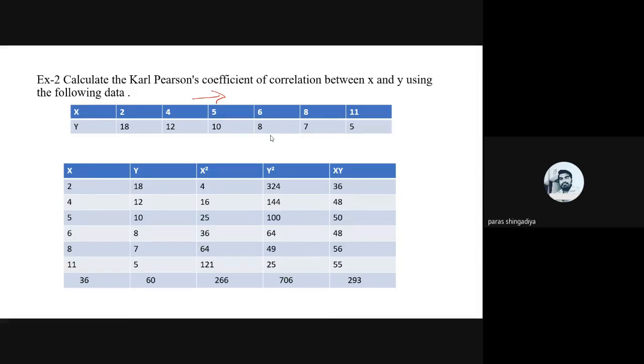The value of x is increasing: 2, 4, 5, 6, 8, 11, and the value of y is decreasing: 18, 12, 10, 8, 7, 5. Which type of correlation will we define? Is it positive or negative? Negative. Yes, good. Why is it negative? Because here you can observe that x is increasing data and y is in decreasing form.